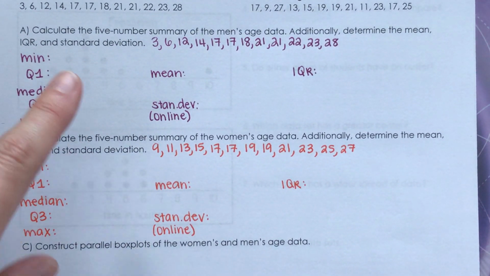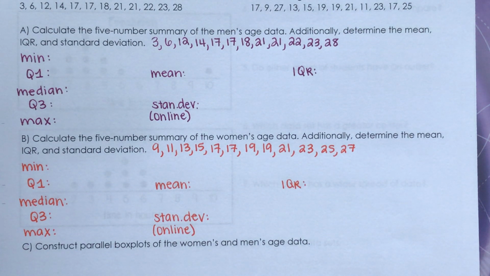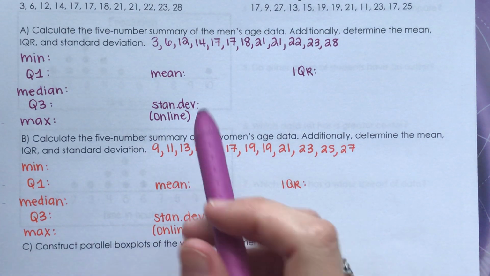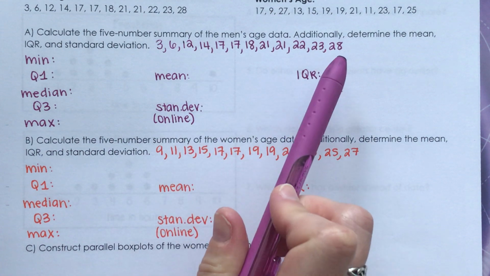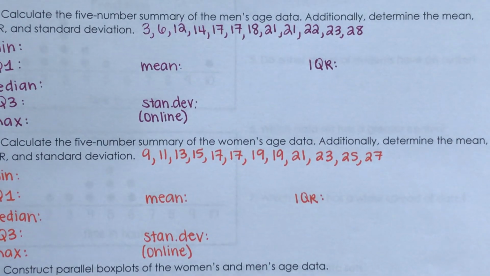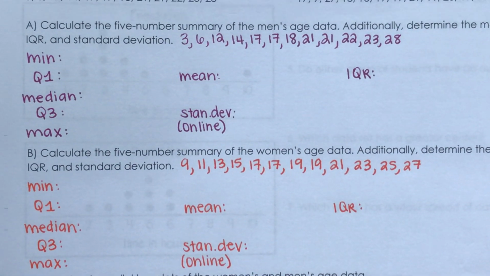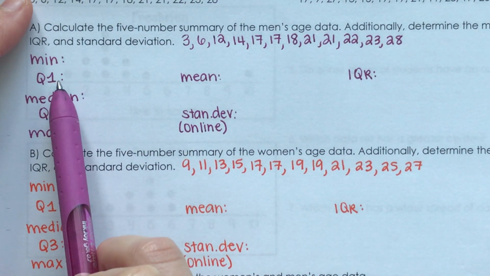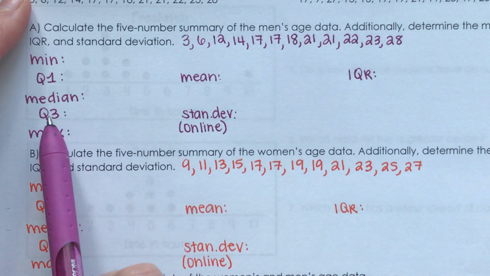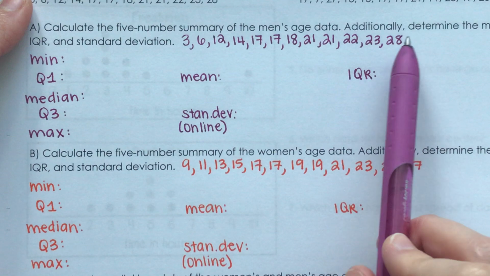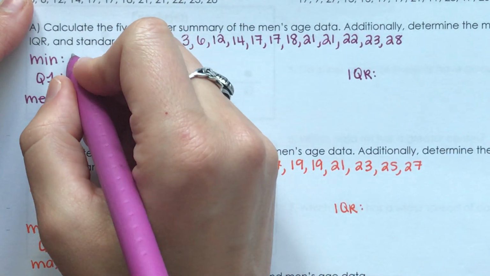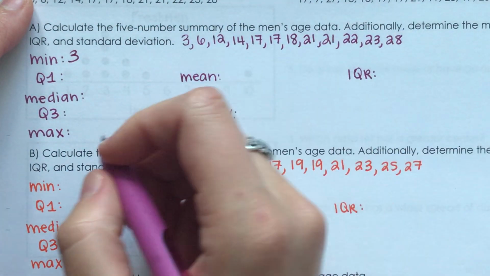For letter A, calculate the 5-number summary of the men's age data. Now, remember, in order to do the 5-number summary, you have to have your numbers in order from smallest to largest. It must be in order. So if you need to put them in order, do so. The 5-number summary includes the minimum, quartile 1, median, quartile 3, and maximum. So, minimum and maximum are easy. My minimum is 3. My maximum is 28.